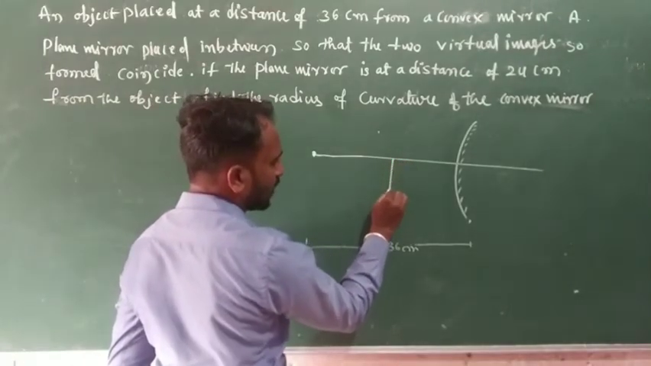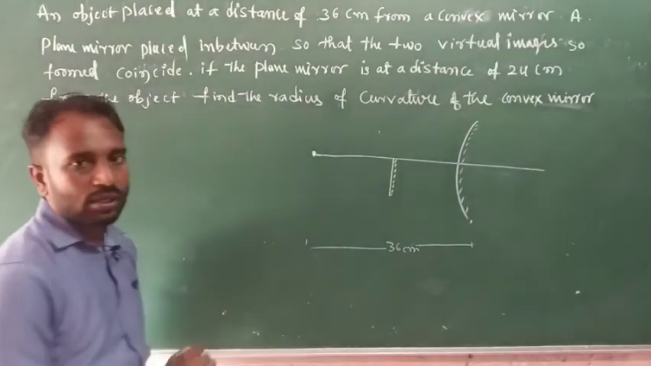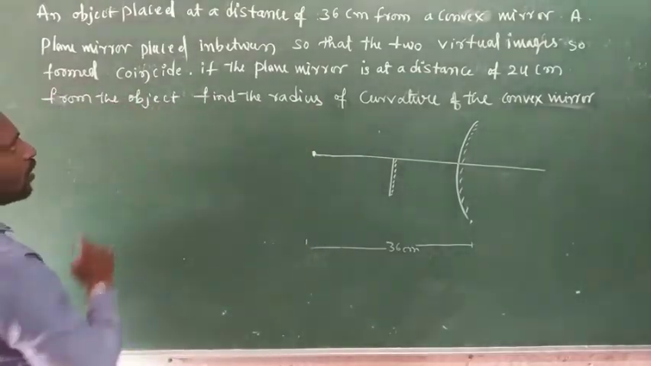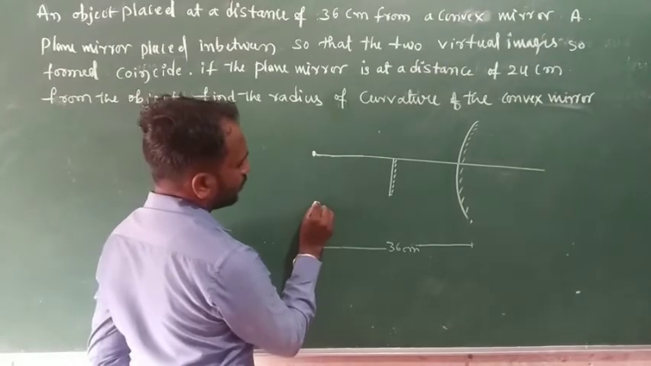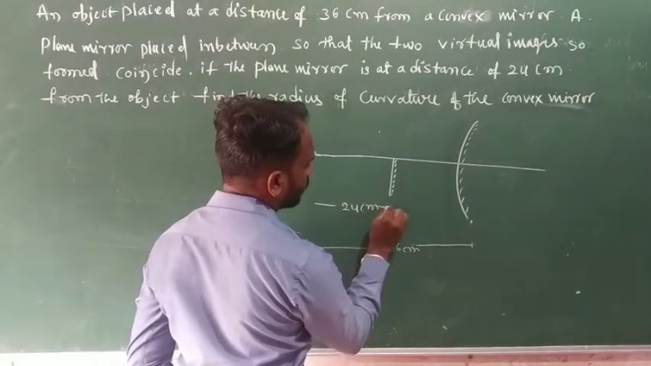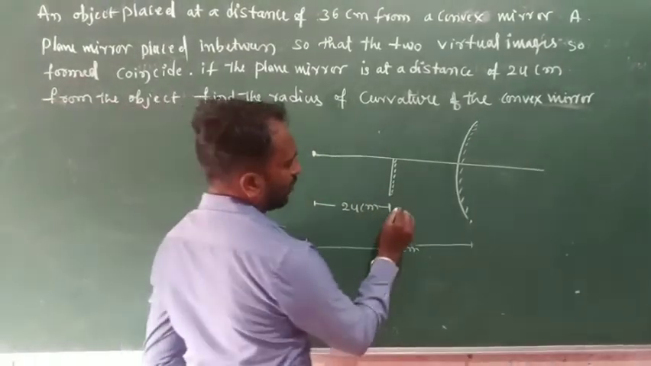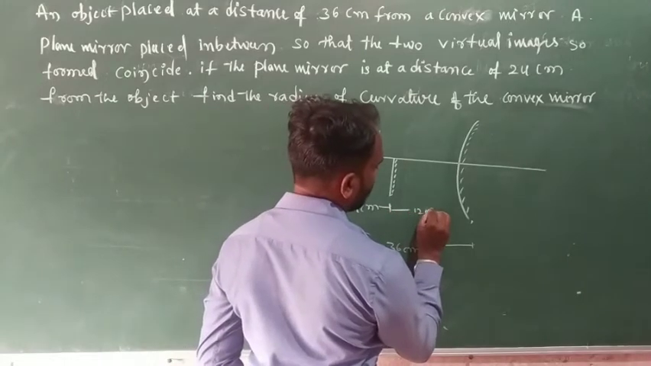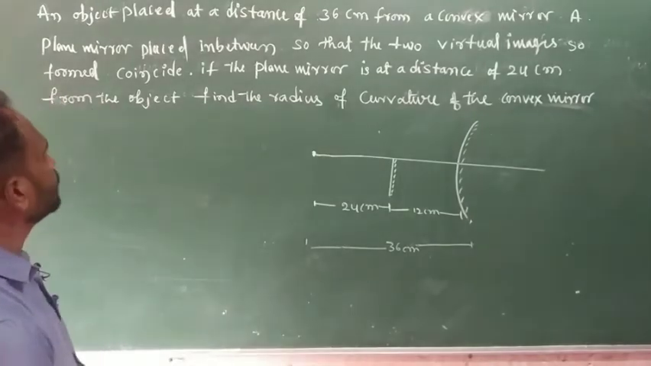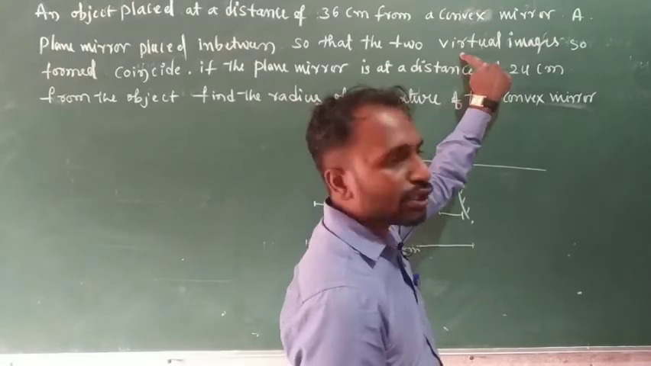Suppose we consider that this one is a plane mirror, and its distance from the object is 24 centimeter. So the remaining distance, this one, is 12 centimeter. And here we will get a virtual image.